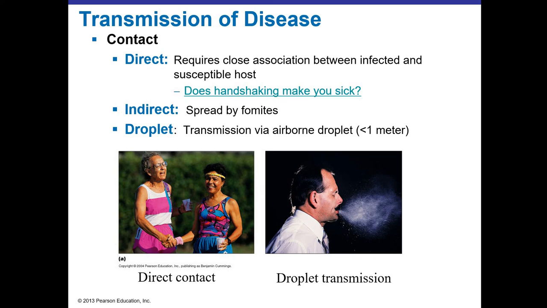When we talk about transmission from droplets, these are biological droplets that we put out as airborne droplets that are less than a meter, that are things that are sputum in our saliva as we cough and sneeze. We can also have indirect, which is spread by fomites. These are inanimate objects, so my pen can be a fomite, a tissue can be a fomite. Anything that we touch where we may have deposited those infectious agents, those can potentially become fomites.